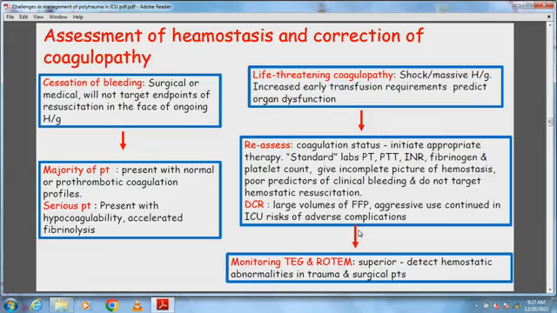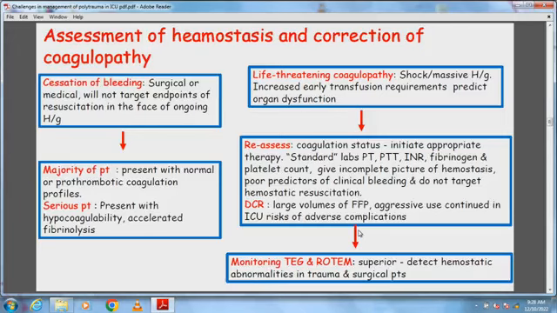Life-threatening coagulopathy has been reported in shock, massive hemorrhage, and increased early transfusion requirement. That may lead to organ dysfunction. So all the patients should have coagulation studies to initiate appropriate therapy. Routinely, PT, APTT, INR, and platelets are done, but they do not target hemostatic resuscitation. In spite of damage control resuscitation, large volume of FFP, aggressive use can have adverse complications.